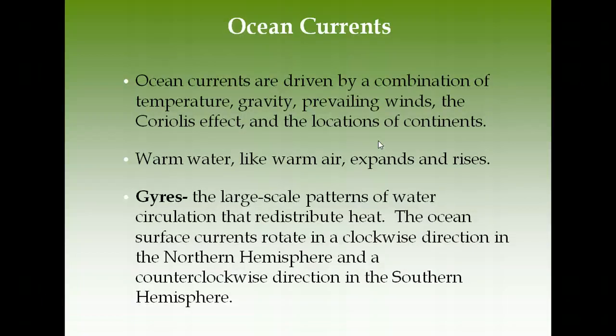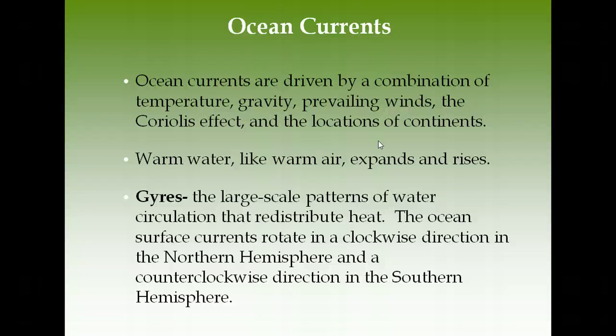So far we've talked about these processes that influence Earth's climate. First was unequal heating of the Earth, then the convection currents, then the rotation of the Earth with the Coriolis effect, and then the Earth's orbit around the sun on a tilted axis, which causes the seasons. And there's one more, and that's ocean currents.